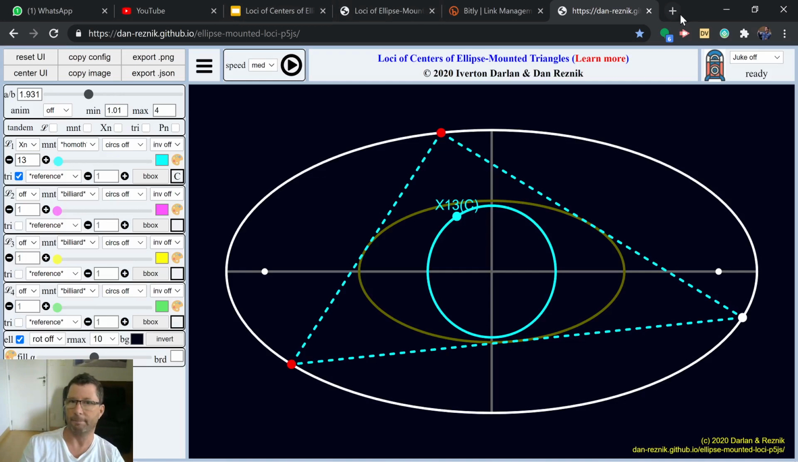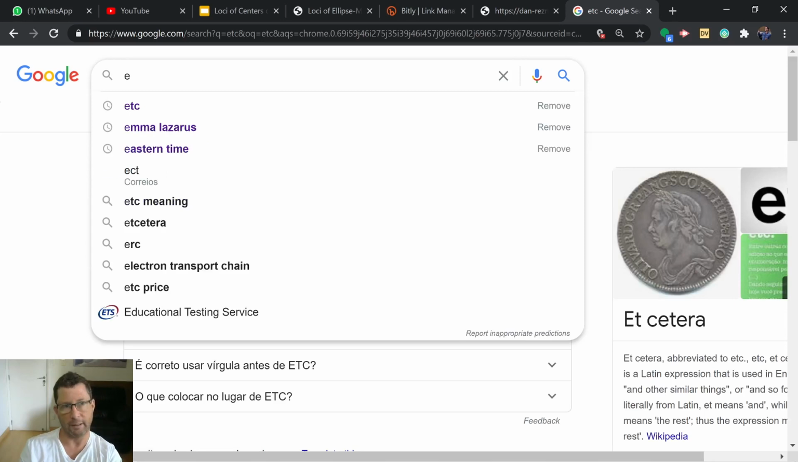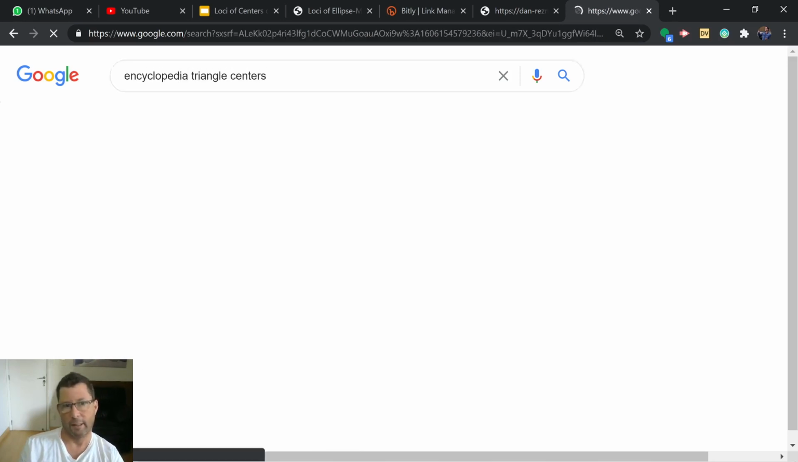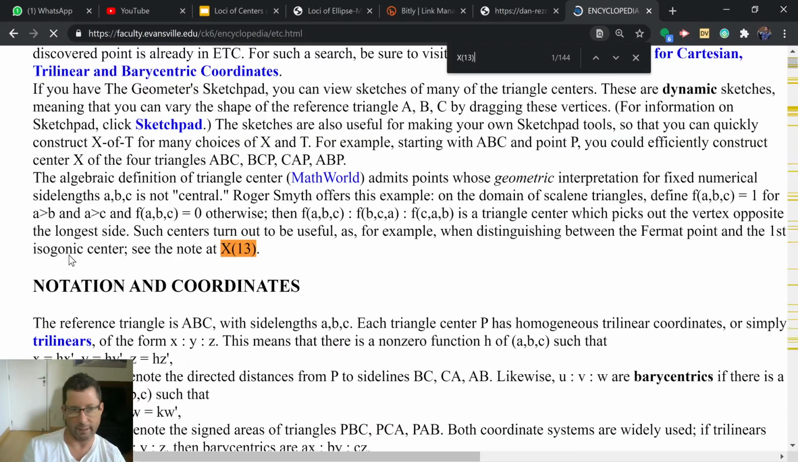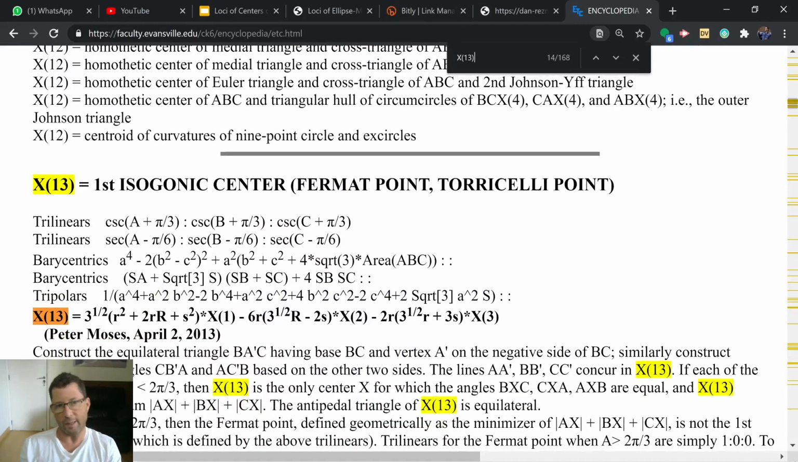If you go to ETC, the Encyclopedia of Triangle Centers, and you look for X13, okay, now let's get to X13. There you go. Now this guy is known as the Fermat point. This is the point in a triangle that minimizes the sum of distances to the vertices. That's a beautiful thing about X13, and there's a series of other points connected to it. It's connected in a way to equilateral triangles.